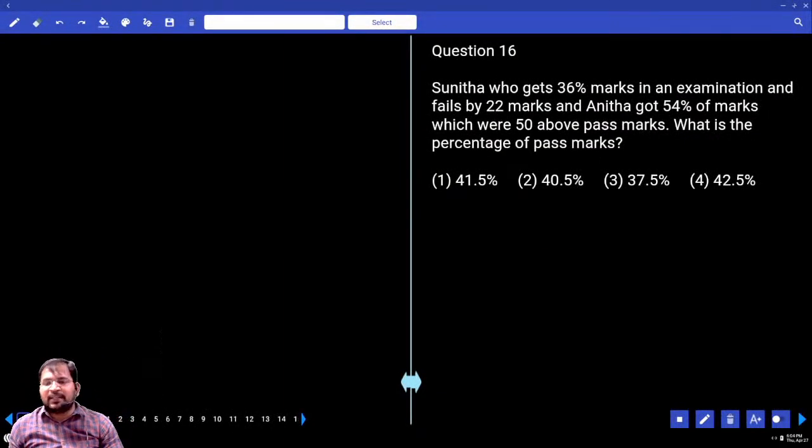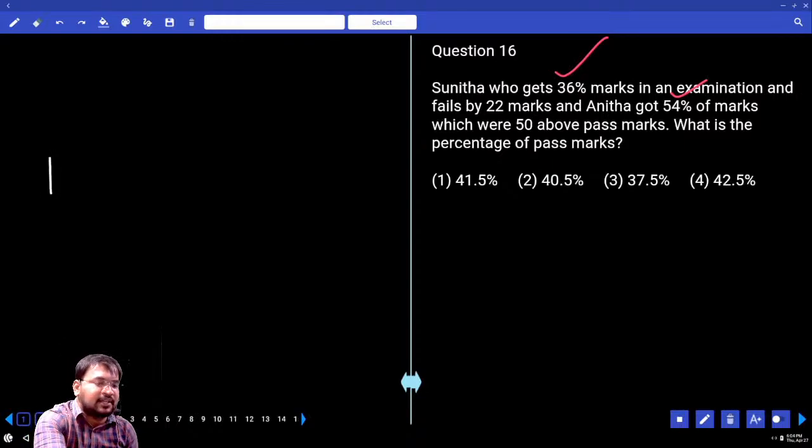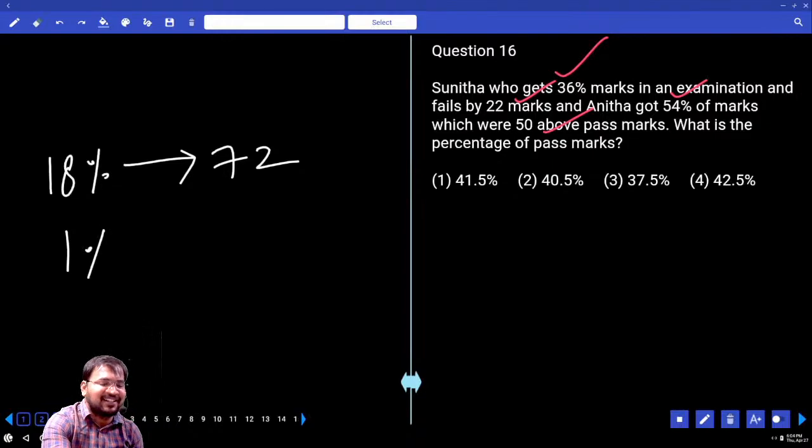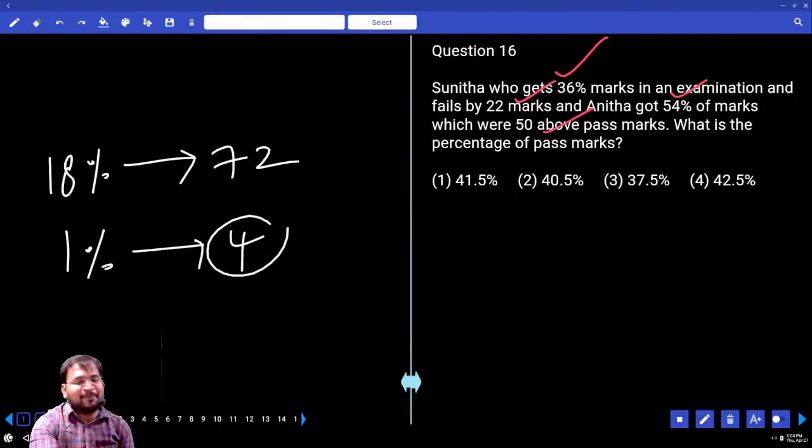Sunita got 36% marks in an examination and failed by 22 marks. Anita got 54% of the marks, which were 50 marks above the pass mark. What is the percentage of pass marks? One person got 36%, another person got 54%. The difference is 18%. One person failed the exam by 22 marks, another person got 50 marks more than the pass mark. Minus 22 plus 50, the difference is 70. 18% is 72 marks. Then 1% is nothing but 4 marks.